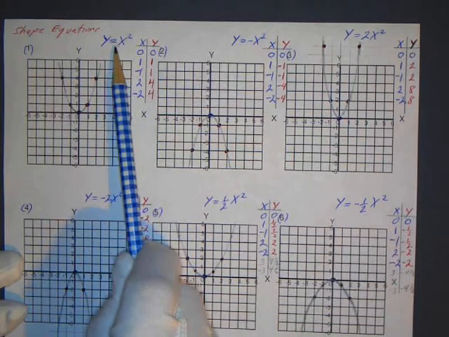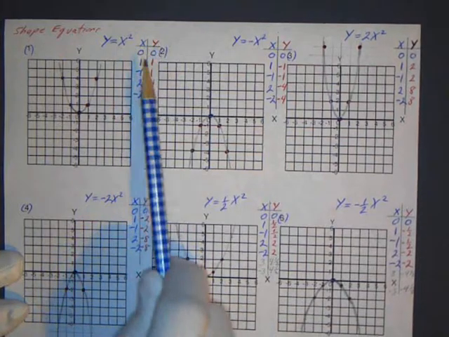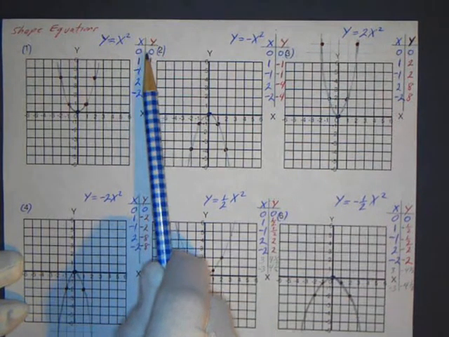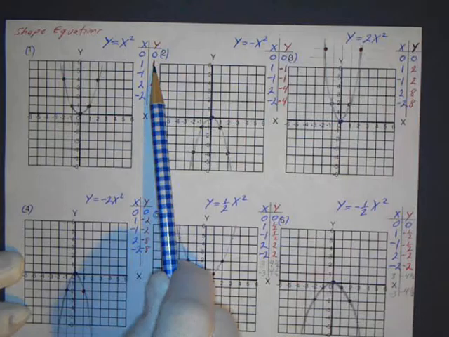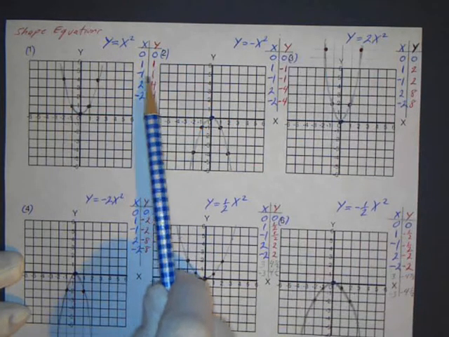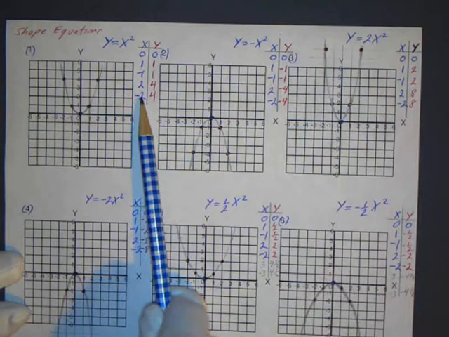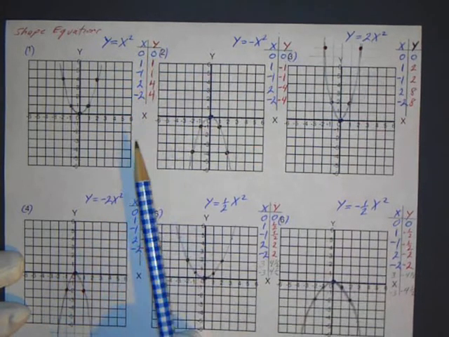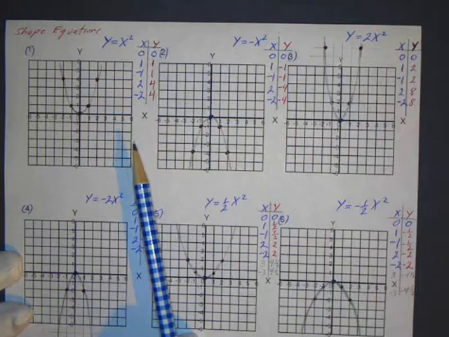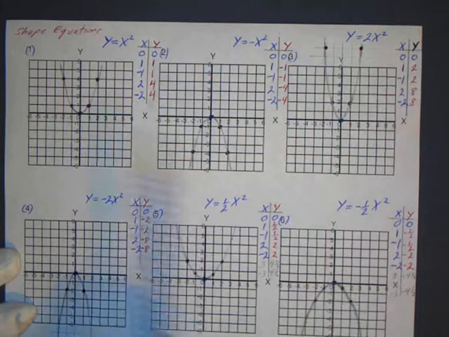This is y equals x squared, so if I just make a table of values, when x is 0, 0 squared is 0. When x is 1, 1 squared is 1. When x is negative 1, negative 1 squared is 1. When x is 2, 2 squared is 4. And when x is negative 2, squared is 4. So I can just graph these 5 points and I'll get a pretty good idea of what the parabola looks like.